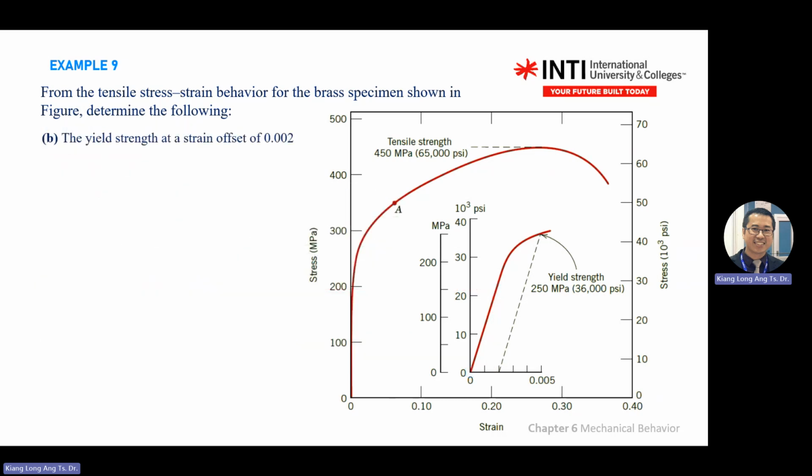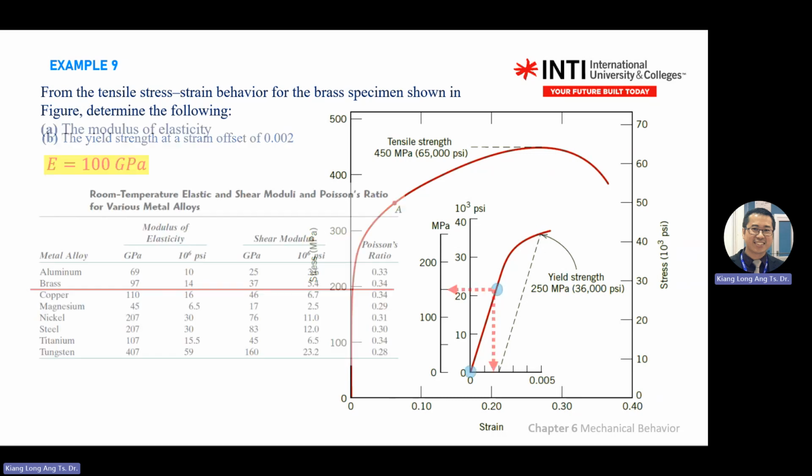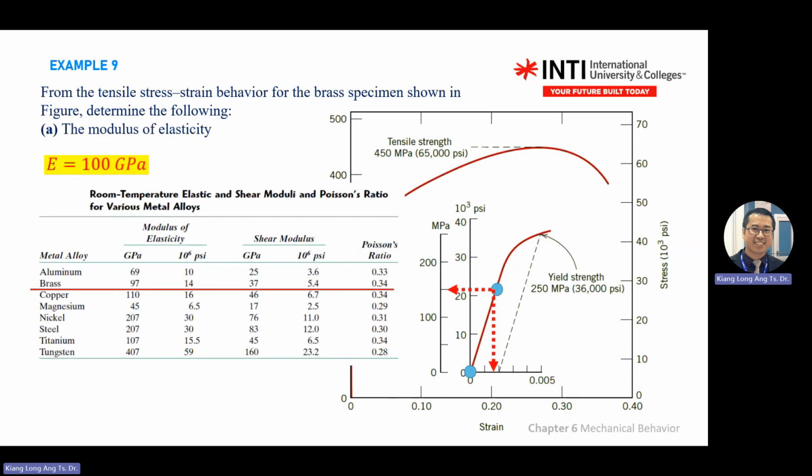Okay, in this case, we choose brass, right? In this case, we choose brass. Or sometimes the question asks you to predict the closest material for this chart. The closest means one type of material.